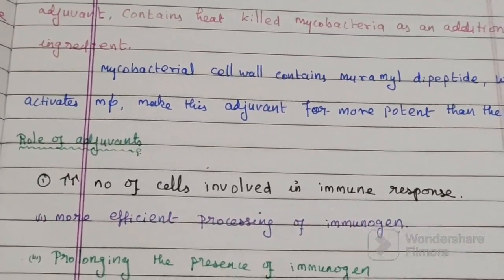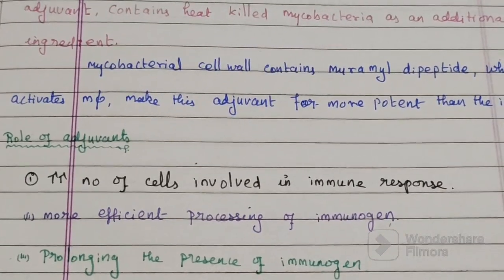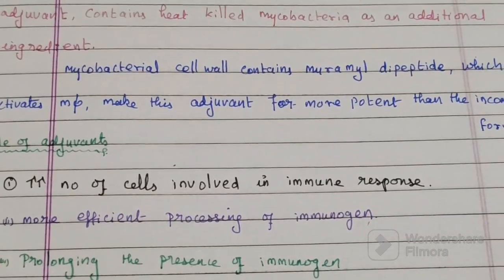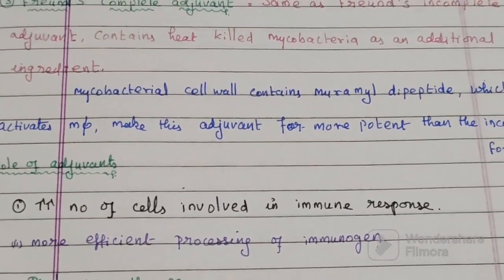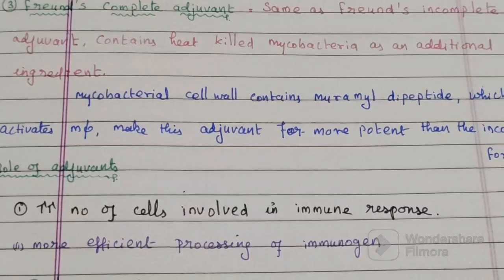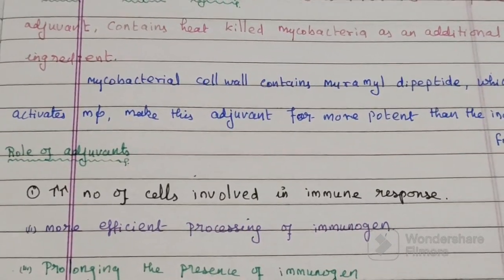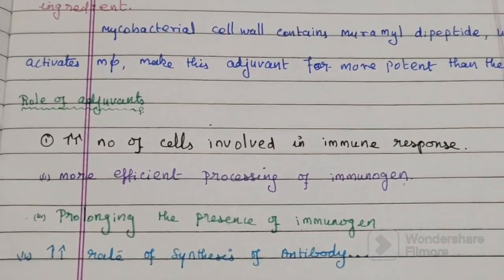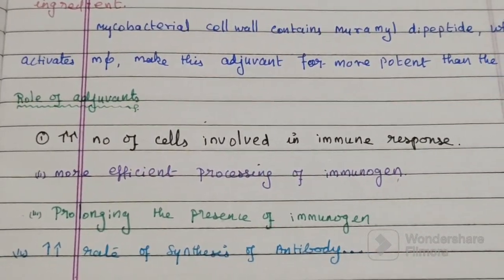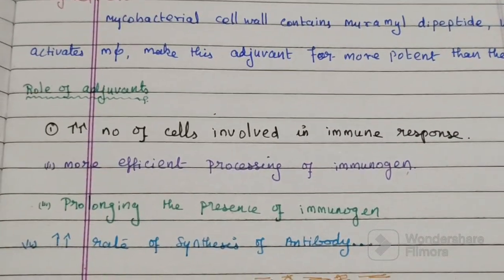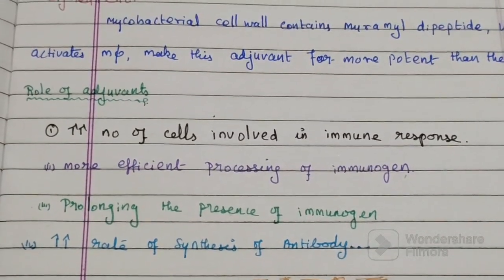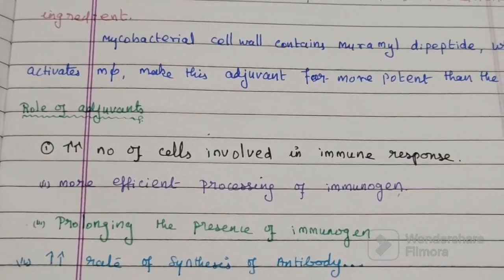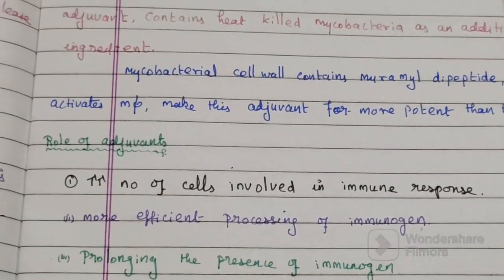Now, the roles of adjuvants. The first is to increase the number of cells involved in the immune response. The second is that it helps immunogen studies, with more efficient processing of the immunogen, then prolonging the presence of the immunogen, then increasing the rate of synthesis of antibodies. So this is all about adjuvants.